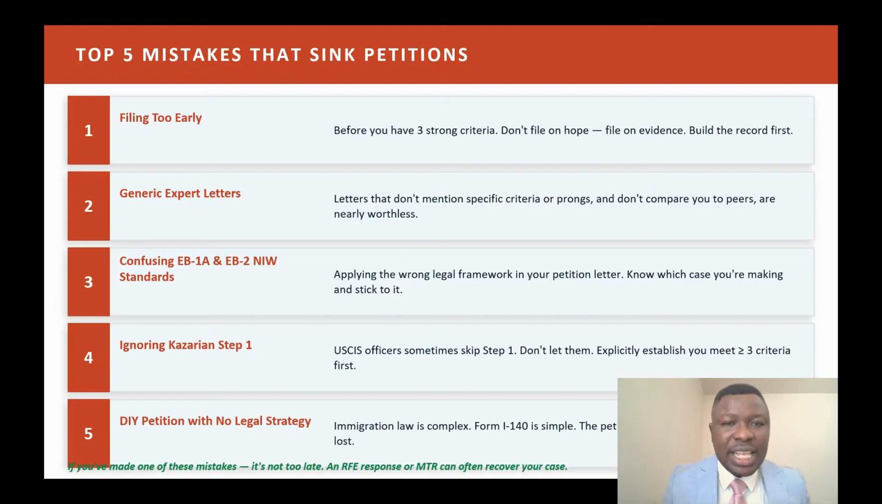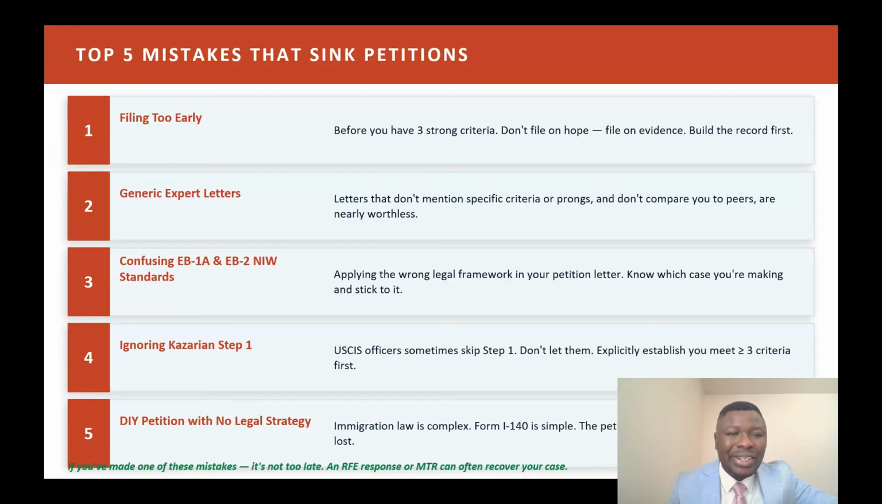Top 5 mistakes that sink petitions. Number 1, filing too early. Before you have 3 strong criteria, don't file on hope. File on evidence. Build the record first. When you know that you cannot meet the 3 prongs of EB2 NIW, do not file.